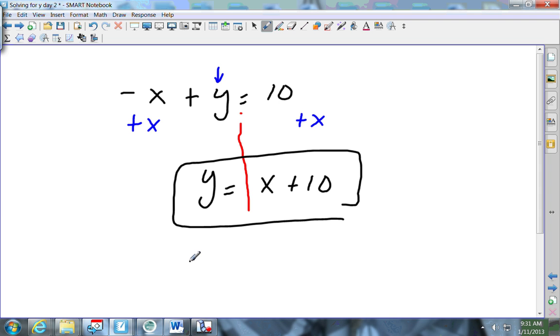Now, I said we needed to identify the slope and the y-intercept. What number is the slope? 1. What's the y-intercept? (0, 10).